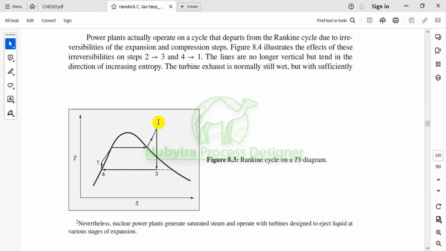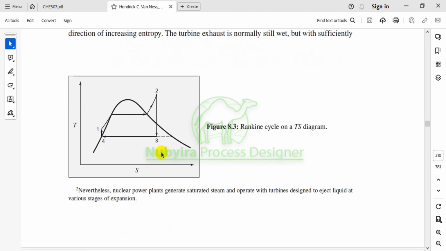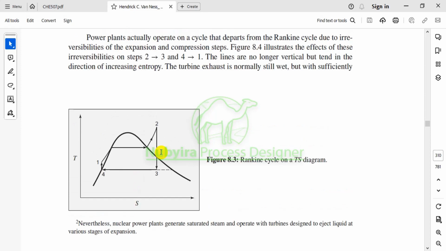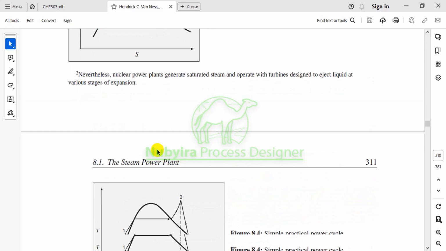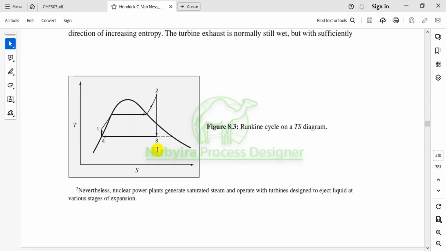So, from state 2 to state 3 is the turbine system for the work, you understand? And it is a Rankine cycle, and a Rankine cycle follows this approach. You can see this is also an isentropic process for the expansion, and the compression is isentropic.